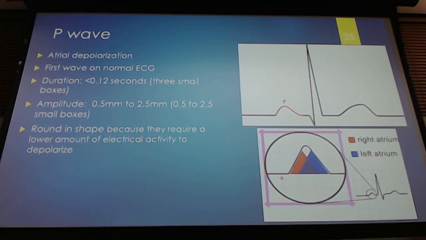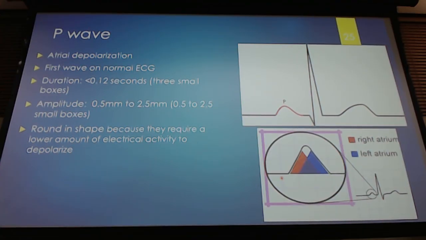The right atrium is going to be seen first, and the left atrium is going to be seen after that. Typically, we're just going to have this round P wave. And we talked yesterday, it's round because it doesn't take as much electroactivity for the atria to depolarize. But if there's something going on with the atria, like atrial hypertrophy, let's say you had right atrial hypertrophy, that's going to pull more of that electroactivity, and we're going to see the atria depolarizing differently. We're going to see a little hump in there, or we're going to see a really peaked P wave on one area, and then the other side of the P wave is flat.